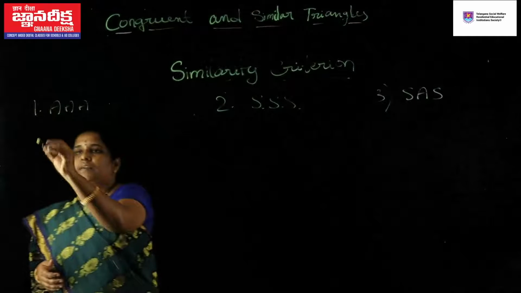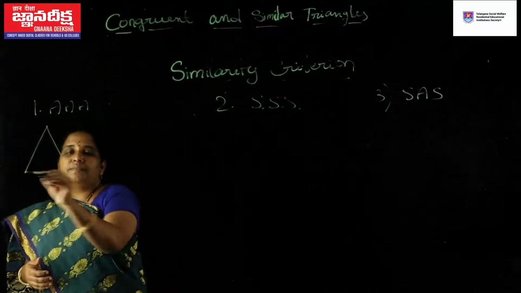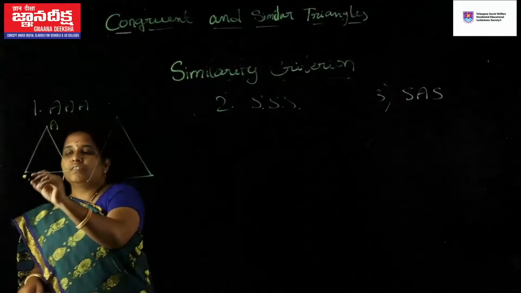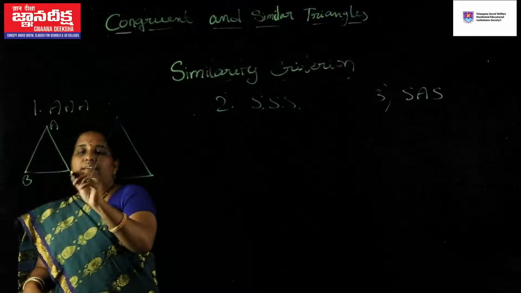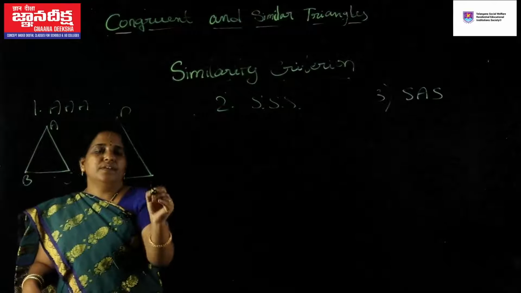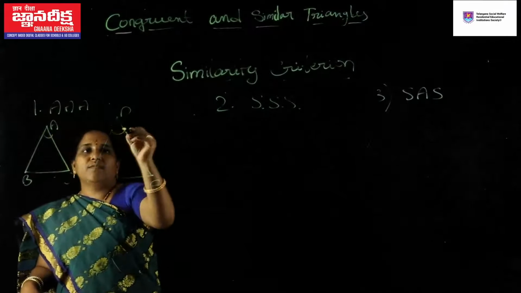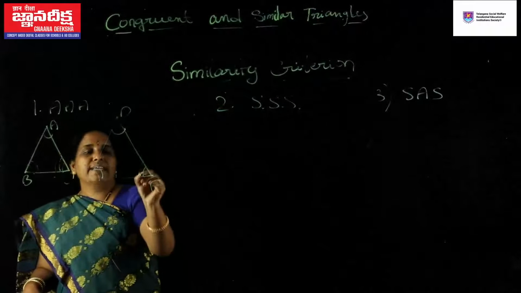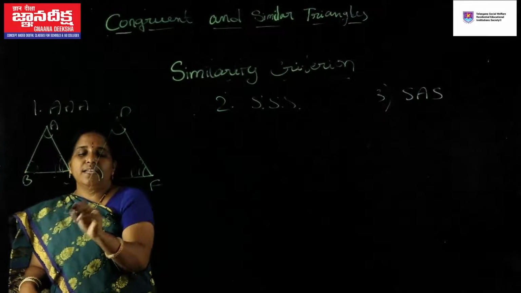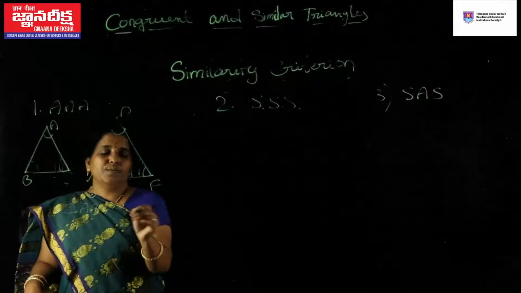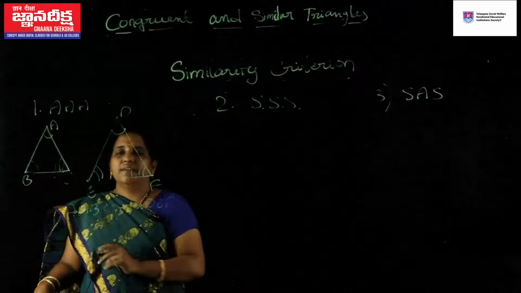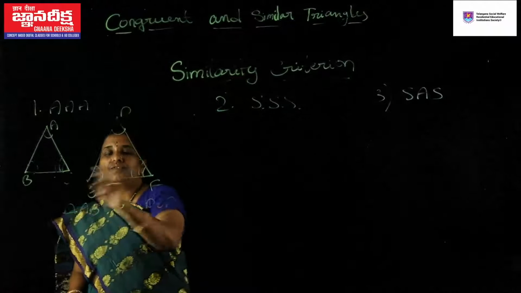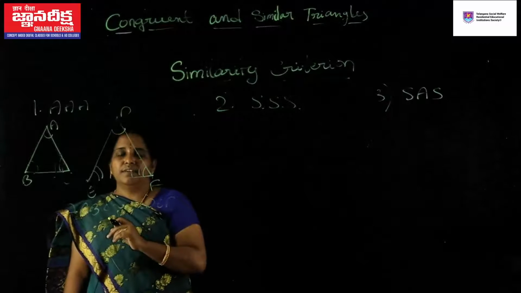Here we can just see that the 3 angles of the first triangle are equal to the corresponding 3 angles of the next triangle. Just by checking the angles of triangle ABC and DEF: angle A is equal to angle D, angle B is equal to angle E, angle C is equal to angle F, we can say triangle ABC is similar to triangle DEF. Here we need not check the sides. According to the AAA criterion, the two triangles are similar to each other.